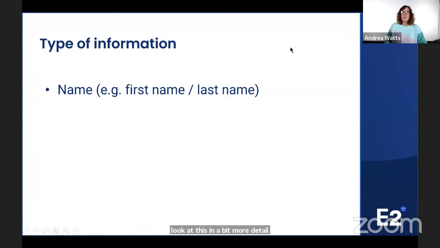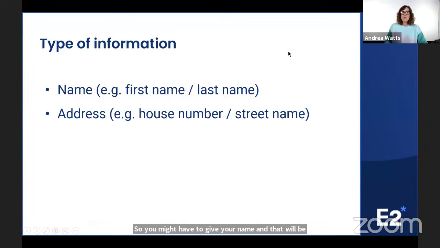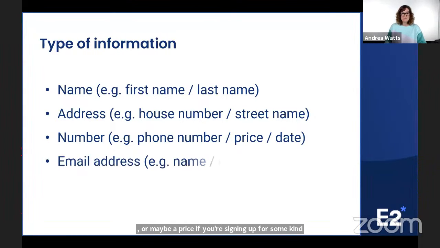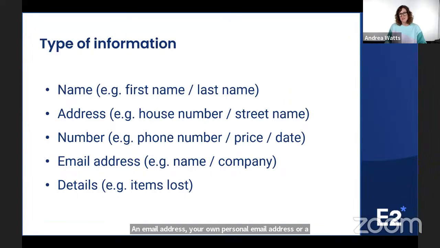So you might have to give your name, and that will be your first name and your last name. Your address, and that could be your house number, and maybe your street name. It could be another type of number, a phone number maybe, or maybe a price if you're signing up for some kind of service, or a date. An email address, your own personal email address, or a company. And then, of course, the details, depending on what kind of form you're filling in. So it could be, for example, some items that you've lost that you need somebody to send you.